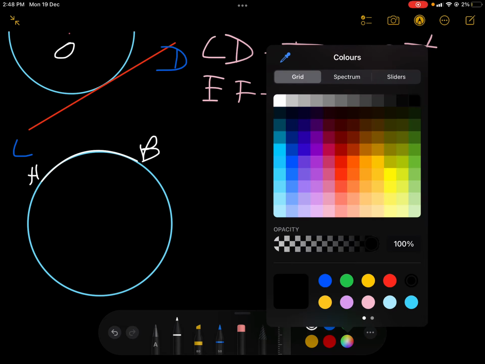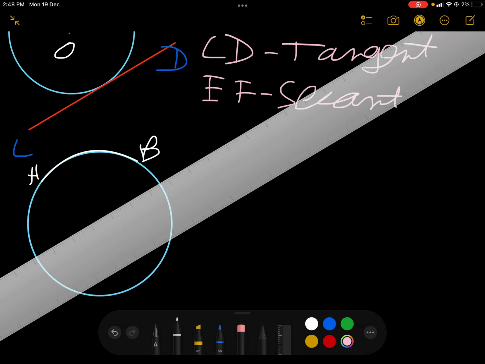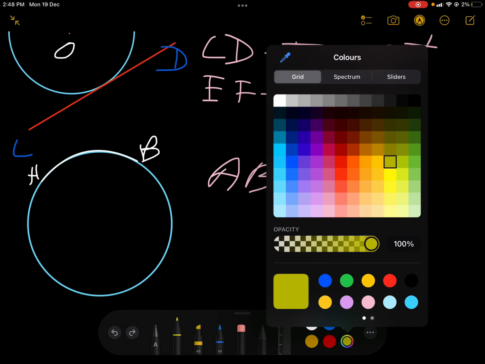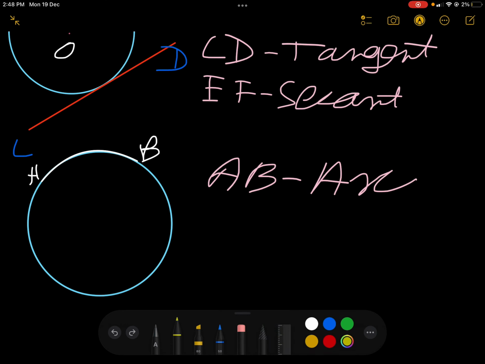AB is called an arc. So what is an arc? An arc is basically any part of the circumference of a circle. It is a continuous part of the circumference of the circle and is denoted by this symbol. Alright. Now as you can see, I'll draw another arc here. Let's say I'll do that in this color. So I'll start from here and go along the remaining part of our circle.